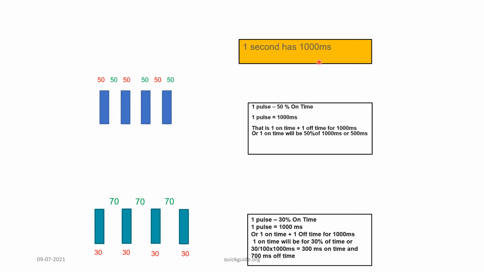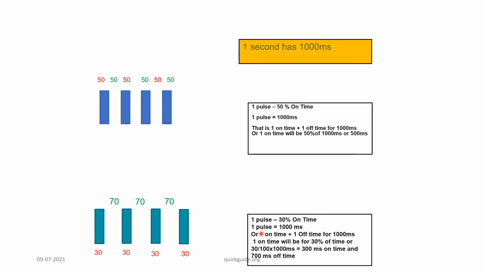So how long will it be if you have a 50% on time? Then you have 500 milliseconds of on time and 500 milliseconds of off time here, right? Because you select, I'm taking the 50% on time, one pulse for 50% on time. So one pulse is delivered for 1000 milliseconds. 50% is the on time. That means 500 milliseconds will be on time and the rest 500 milliseconds will be the off time.